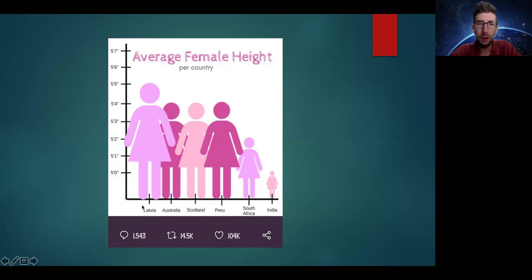So Latvian women on average are only 5'5", 5 inches taller than Indian women on average, but they look like they're 5 times taller than Indian women. Again, misleading data.